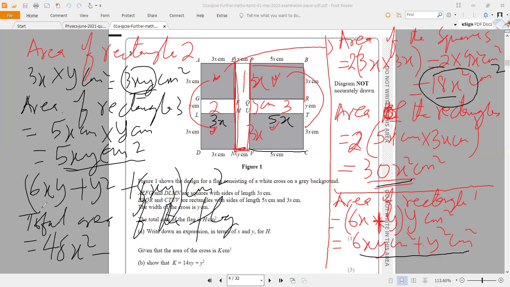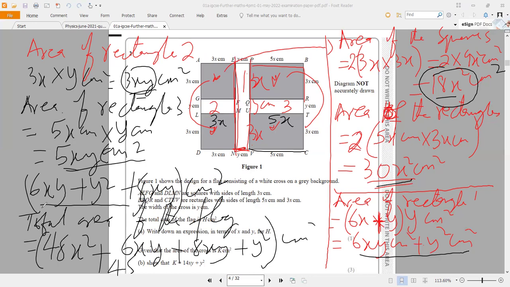Then adding this to it, we have 6xy plus 8xy plus y squared, everything centimeter squared. We have 48x squared plus 14xy plus y squared. Good. Close bracket. Then everything is centimeter squared.